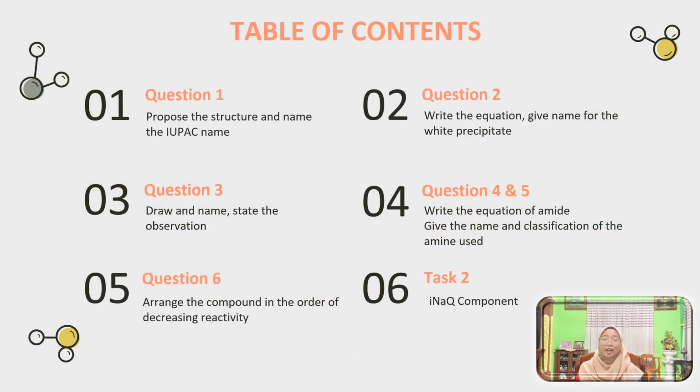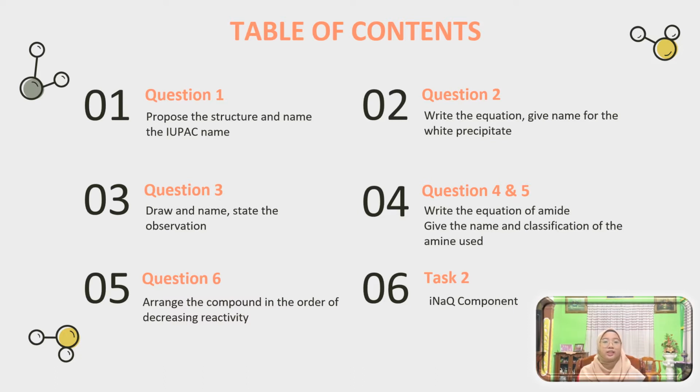Before I proceed, I would like to give a short brief about what we are going to present today. So basically, we have two tasks to do, which are some questions from chapter 10, carboxylic acid. For question 1, we need to propose the structure and the IUPAC name. Question 2, we need to write the equation and also give the name of the white precipitate.